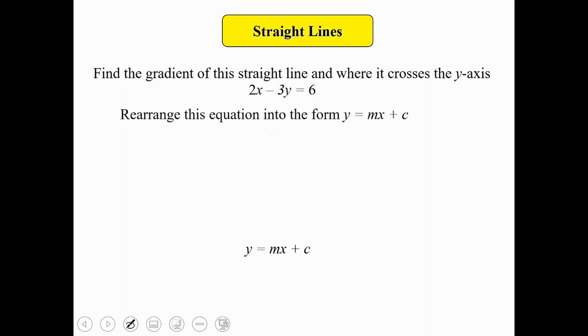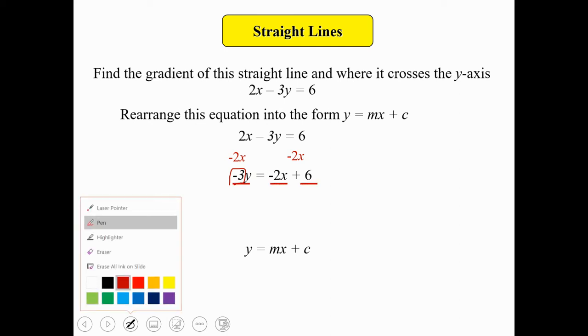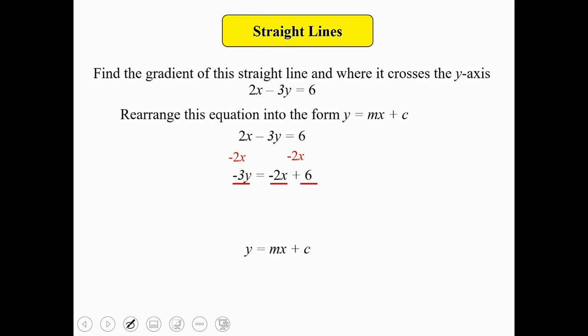Okay, so rearranging, what can I do? I can subtract 2x from both sides. So that would leave me with minus 3y is equal to minus 2x plus 6. Again, I need to make it in the form y is equal to mx plus c, so I need to make y the subject. The coefficient in front of the y is minus 3. How can I get rid of the minus 3? Well, I would have to divide everything by minus 3.